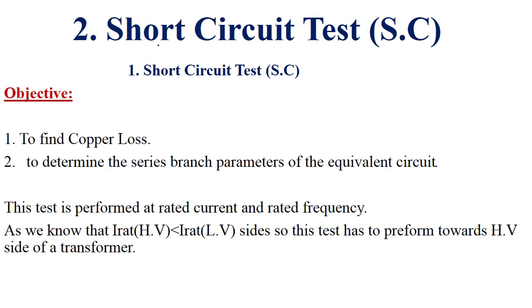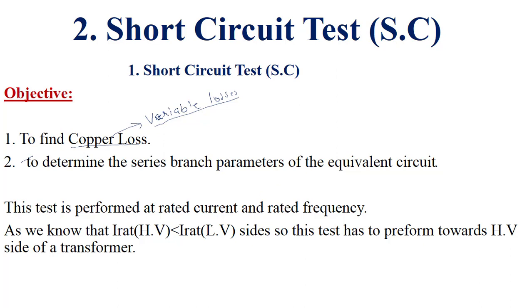Let us start the second test, that is the short circuit test. In the short circuit test, let us see the objective. Its objective is to find the copper losses. Copper losses are also known as the variable losses. The reason is that they vary continuously with respect to the load. And the second objective is to determine the series branch parameters of the equivalent circuit. By using the short circuit test, we can find the copper losses as well as the series branch parameters of the equivalent circuit diagram of a transformer.